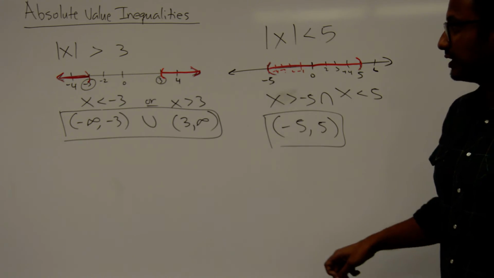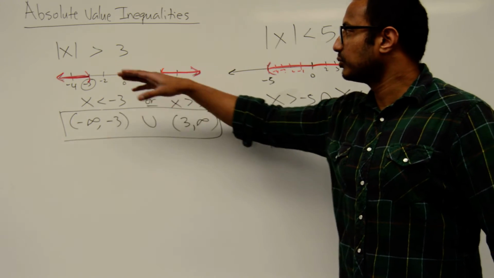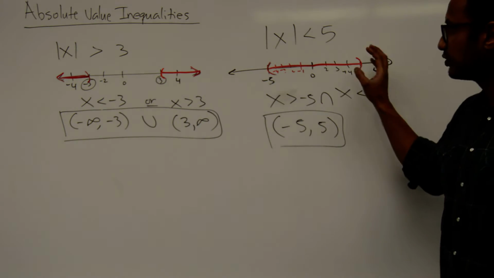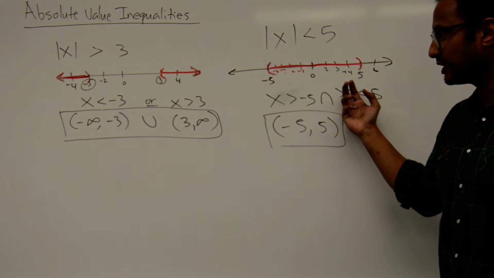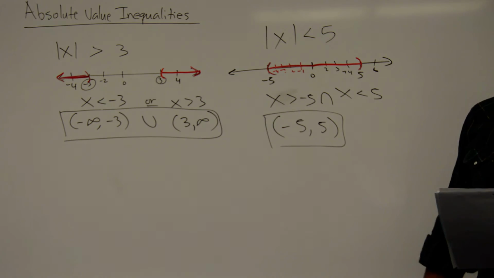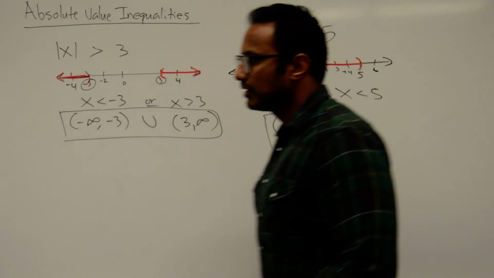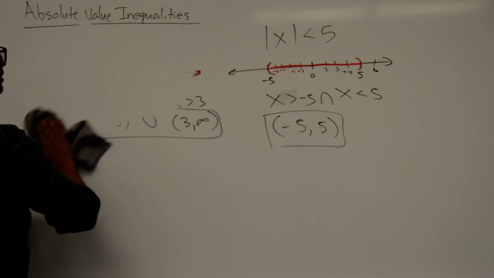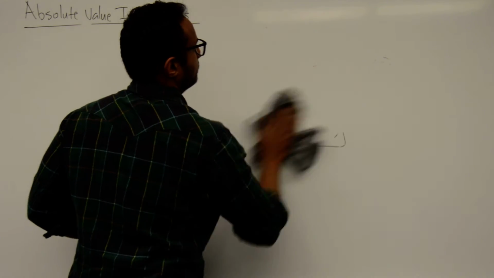You graph the solution. So you graph it because you want to figure out, do we have a union or do we have an intersection? Once you graph the solution, it'll tell you if it's a union or intersection, and then you just write the solution in interval notation. Okay? So let's do an example and go through all the steps. So here's your first example.